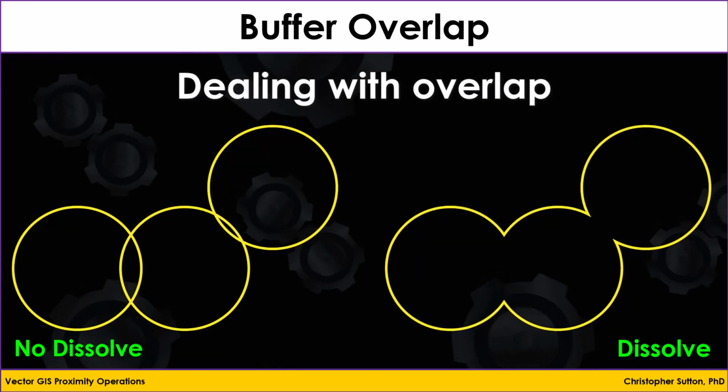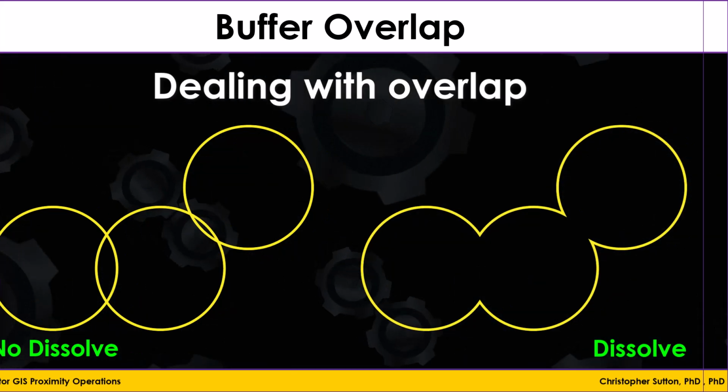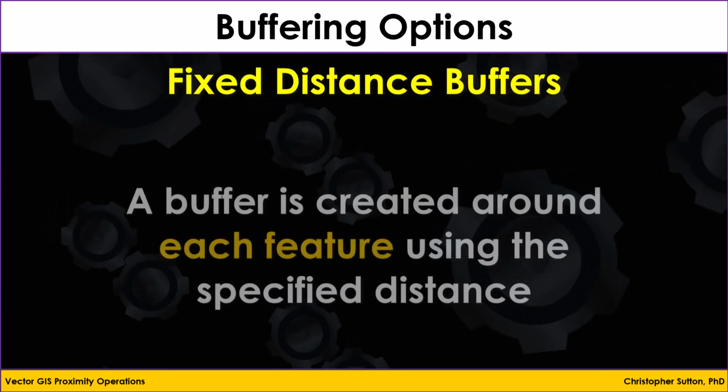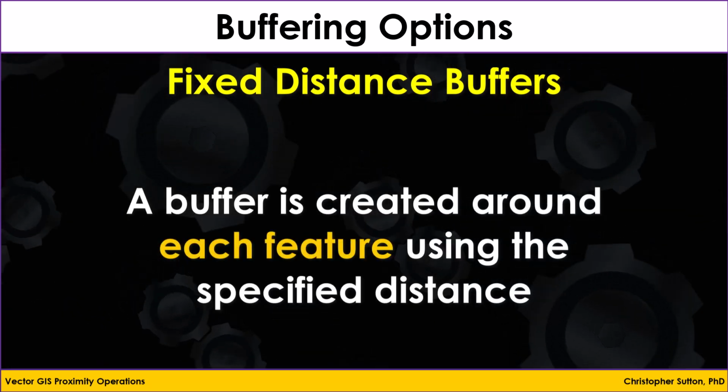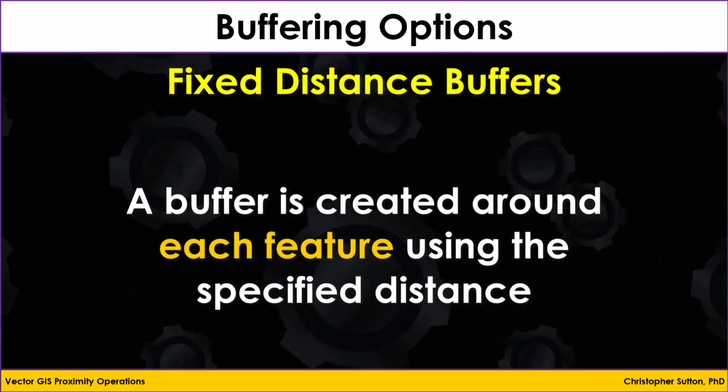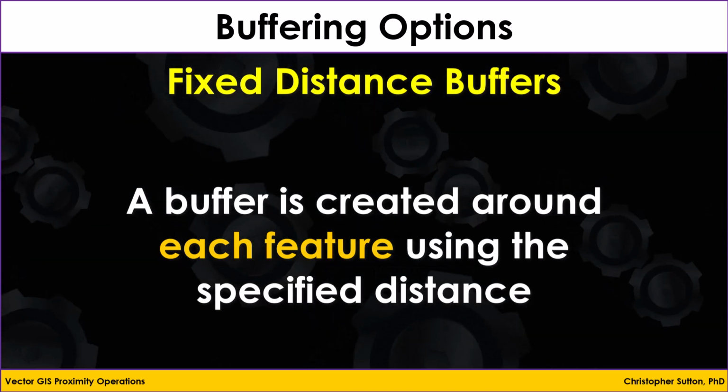Here we can see 3 buffer areas that are created without dissolve being turned on and with dissolve being turned on. The buffer that I showed you in the example is a fixed distance buffer, meaning that we create a buffer around each feature using a specified distance, and we would use the same distance for buffers around all features.